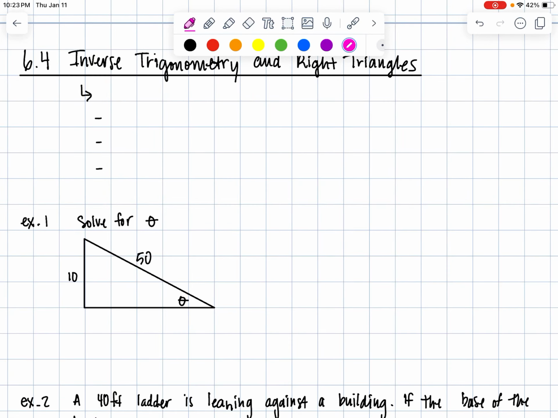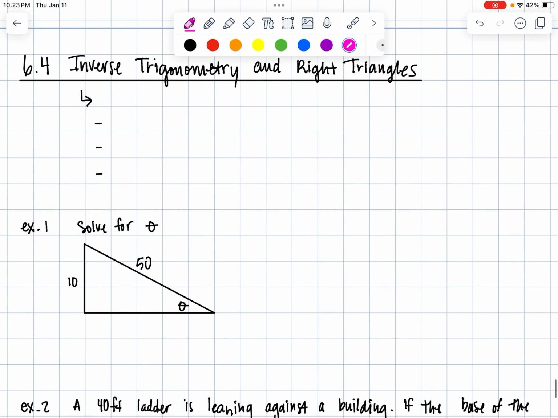Hello and welcome to 6.4 Inverse Trig and Right Triangles. This should be a review lesson on inverse trig and geometry. And if you recall, inverse trigonometry is used to solve for angles in a triangle, in a right triangle.